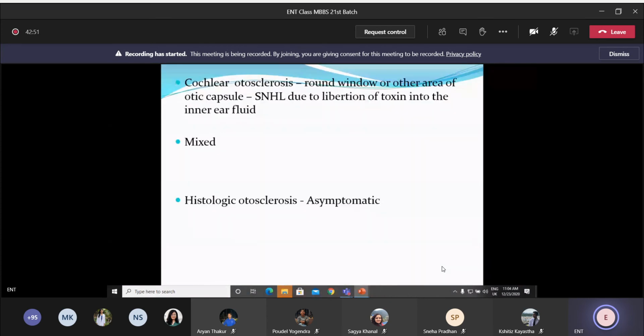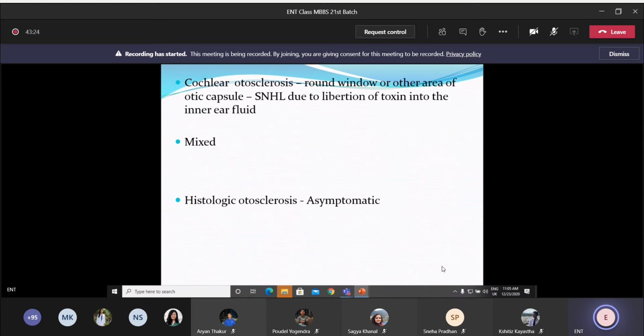The second would be cochlear otosclerosis. Here, the round window and the other areas of the otic capsule are where you find the focus. And this one would lead to sensorineural hearing loss due to the liberation of toxins into the inner ear fluid. And there is another type, mixed, which has both cochlear and stapedial. I think mixed is not given in your book, but it is in the other standard books.